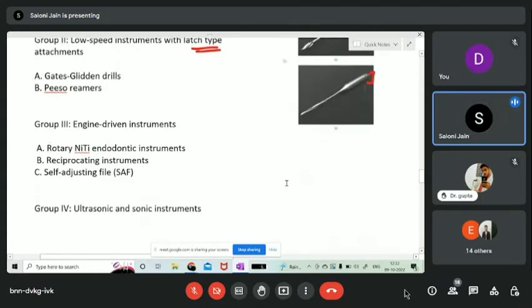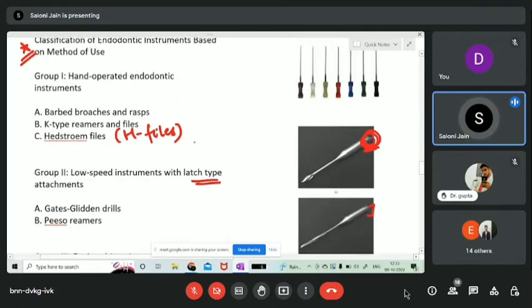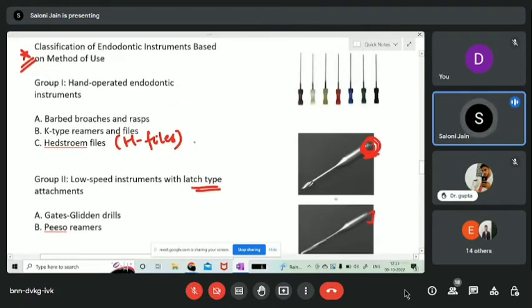Thirdly is the engine driven instruments, where you have rotary NiTi instruments, reciprocating instruments, and self adjusting files. These are some hi-fi terms which you actually need not understand at the UG level. These are just the names which you need to remember. Rotary, because it is engine driven, then reciprocating, and self adjusting files. And fourth are the ultrasonic and the sonic instruments. Basically, our focus is on barb brooches, reamers, files, H files, GG drills, and Peeso reamers. These are the main things to be highlighted here.